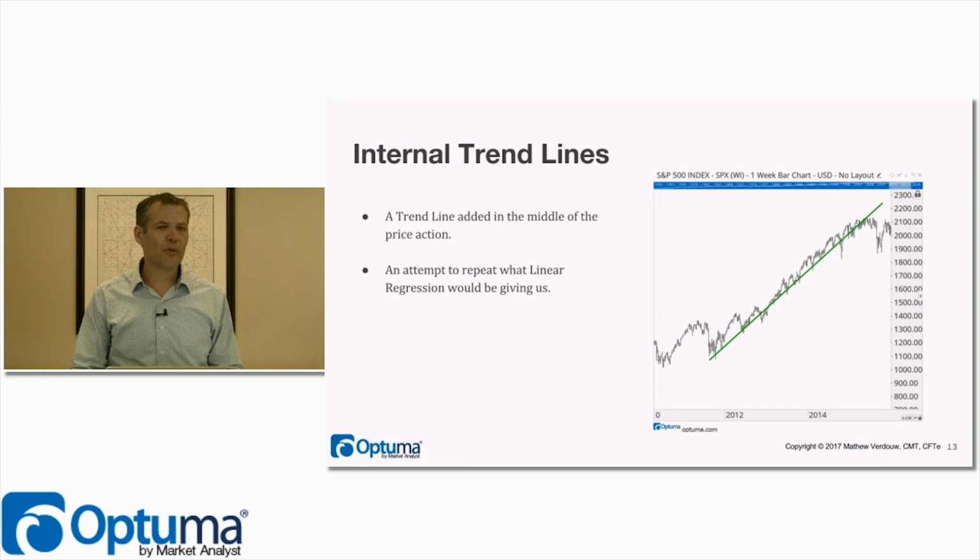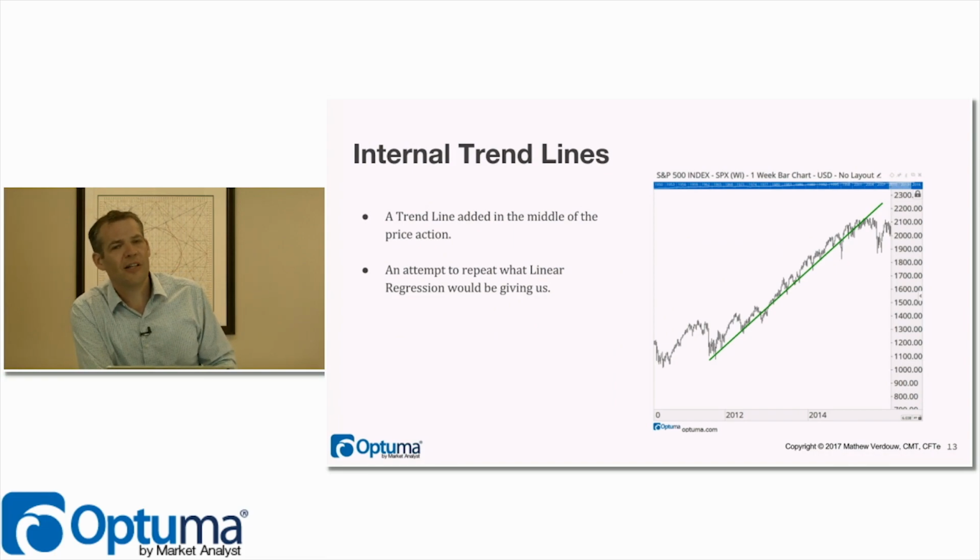Another concept that you will come across, you'll need to know, internal trend lines. It's simply a trend line that goes through the middle of the price action instead of being underneath. It's a great way, again, like linear regression, of just saying, hey, we're in an uptrend. Look, here's the line of best fit. It's really a manual way of trying to do a linear regression line. I'd prefer to use linear regression, but you do need to understand and know what an internal trend line is.